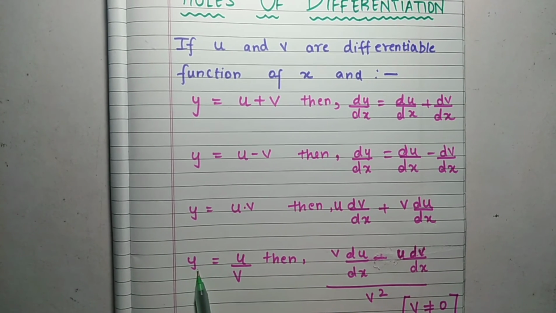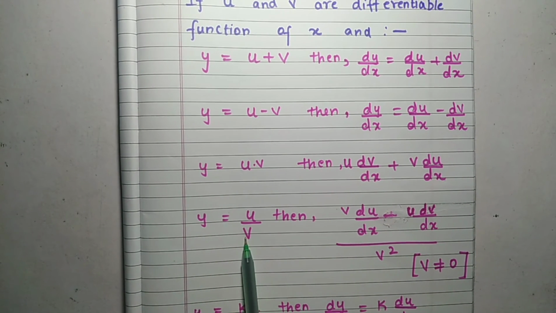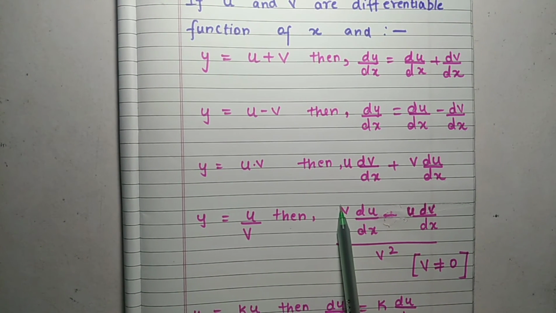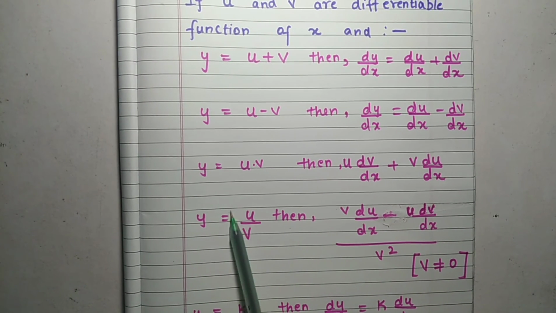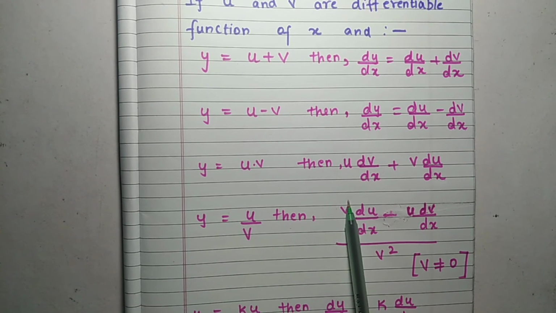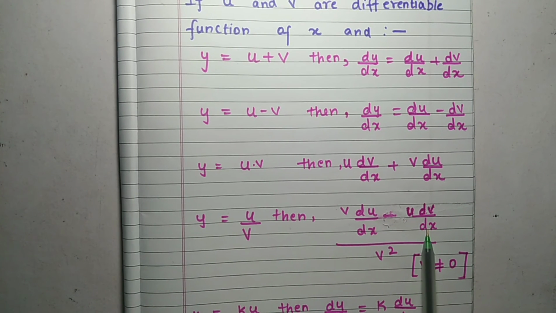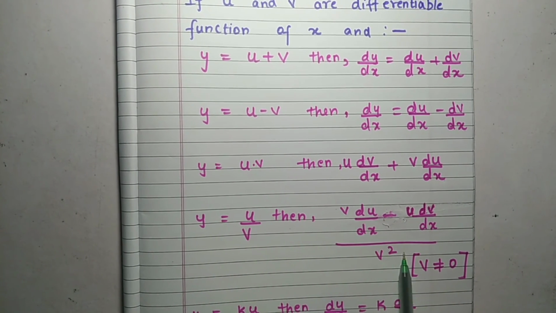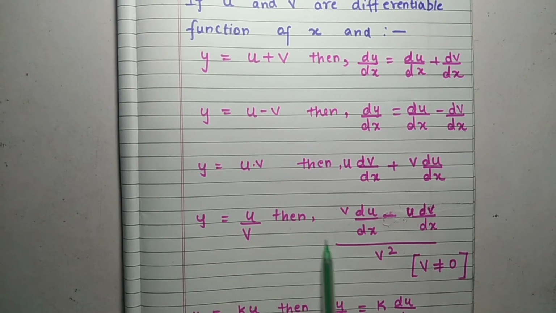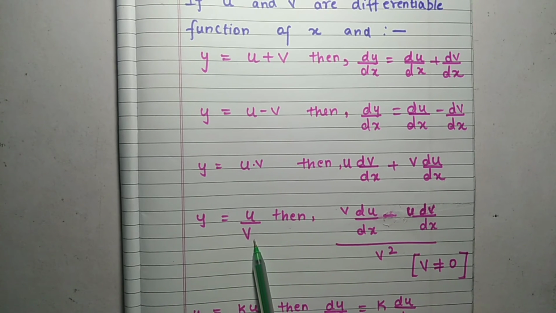Moving forward, y is equal to u upon v. In terms of division, we have to keep the second function outside and differentiate the first function. Then we put a negative sign. Now we keep the first function outside and differentiate the second function, all divided by v square. Remember that we apply this when we are differentiating a division.